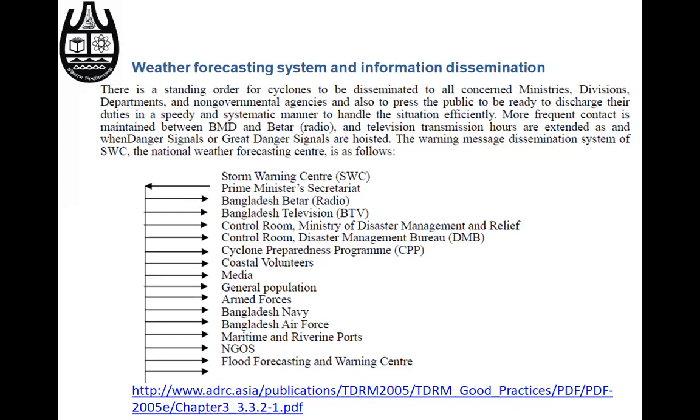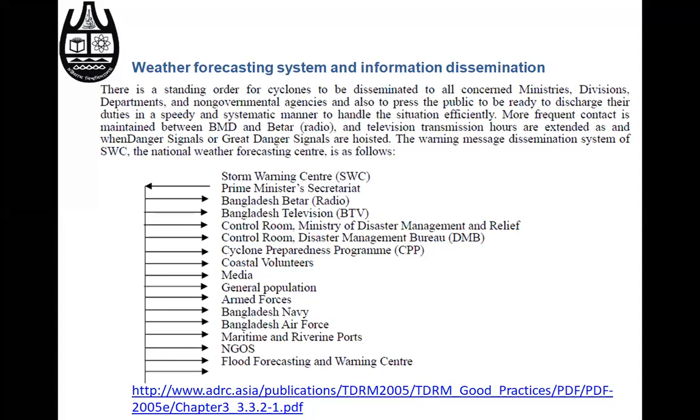So these are basically a couple of things that triggered a very smooth dissemination system and good preparedness for storms or cyclonic events in our country.